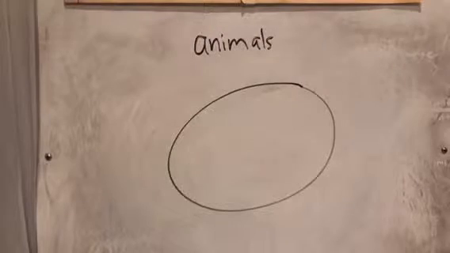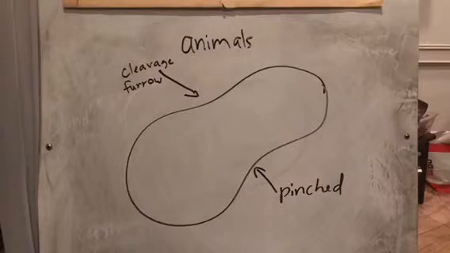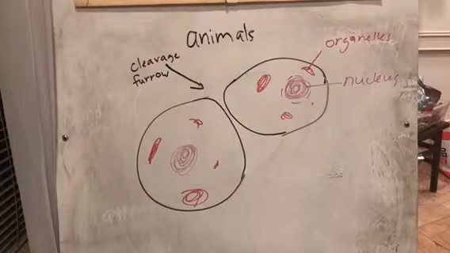In animals, the cell is drawn inward until the cytoplasm is pinched into 2 equal parts. This forms a cleavage furrow. Each part contains its own nucleus and cytoplasmic organelles, thus becoming 2 cells.